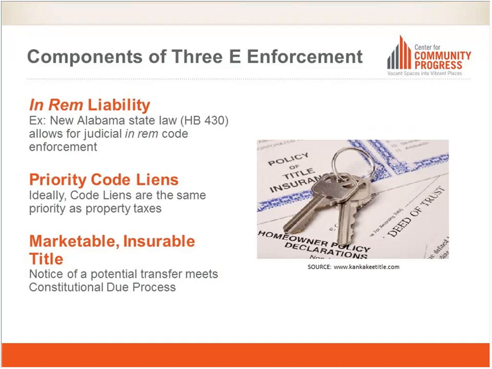I referenced earlier a new Alabama state law, which was passed under House Bill 430. It's now codified, and the city of Mobile, to which this law applies, has now passed an ordinance. And again, what this ordinance does is it allows housing and building code violations to be placed as a lien against the property, and once they reach a certain amount, the city can foreclose on them in a judicial proceeding. It takes one judicial proceeding, full constitutional due process notice is given, and at the end of that process, there's a sale of the property, and the purchaser gets clear and marketable and insurable title, which is absolutely key, so there are no extra steps for doing so.